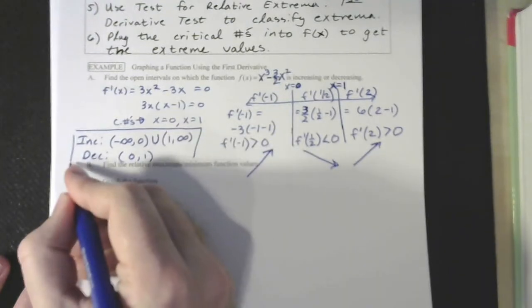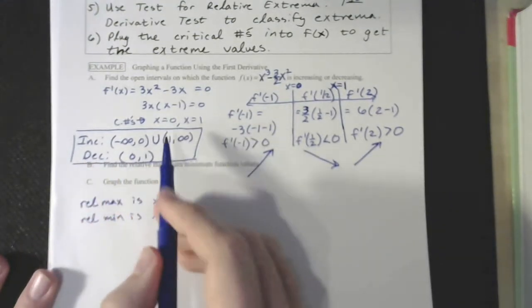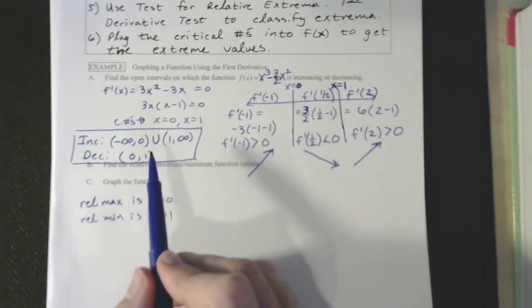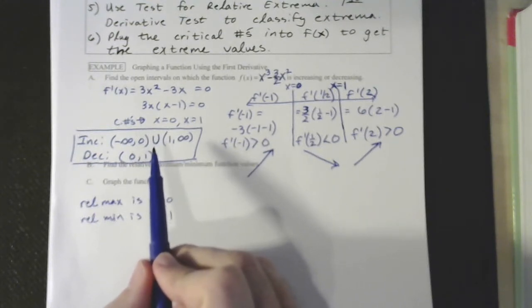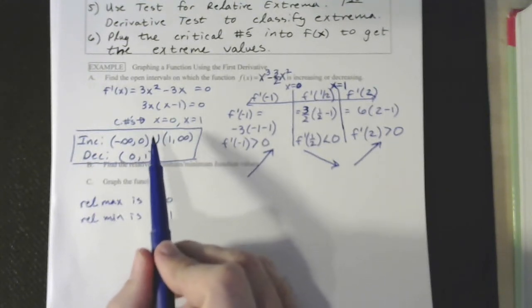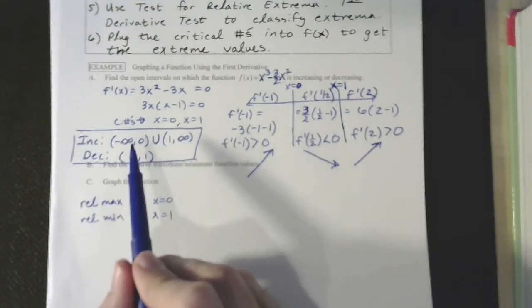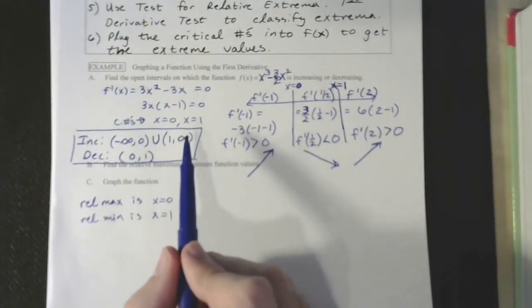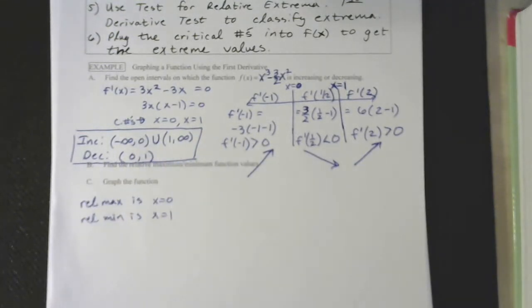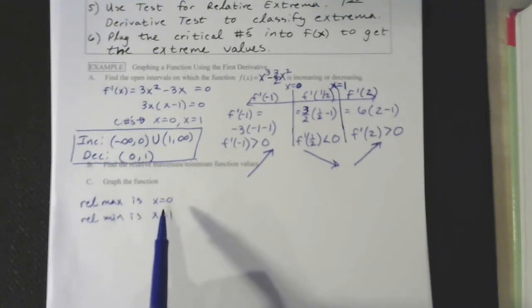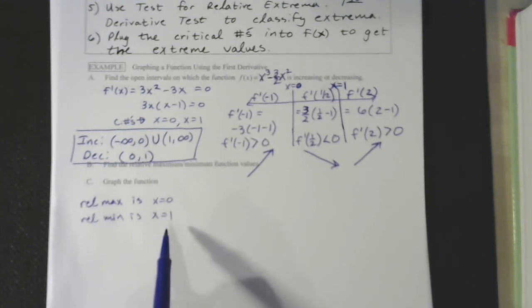These are our intervals. Remember the union symbol? You should have seen it, but just a review here. The union symbol is how we add up sets. So we're saying this and this. So negative infinity to 0, union 1 to infinity, decreasing from 0 to 1. We have our relative max at 0. We have our relative min at 1.